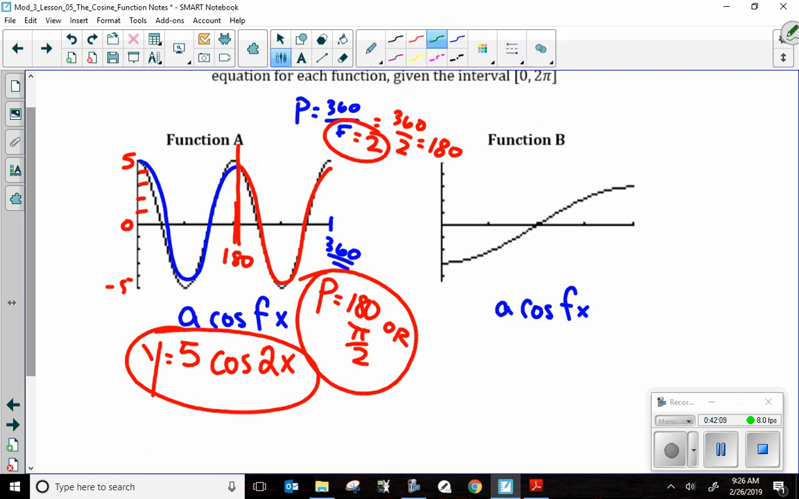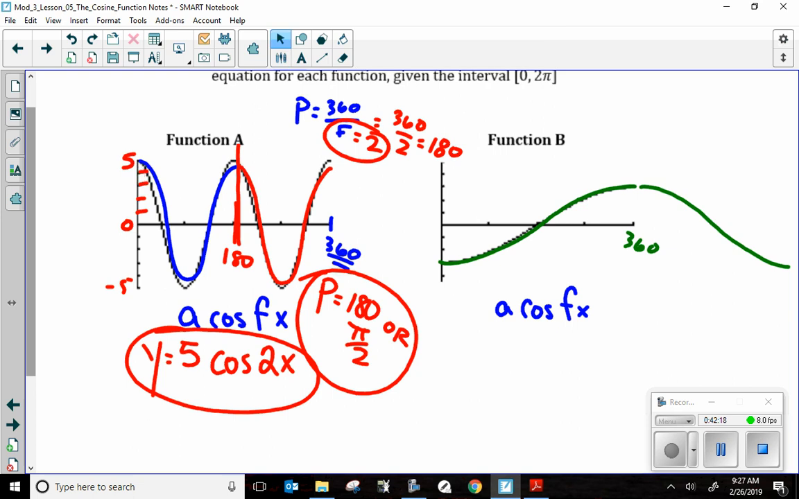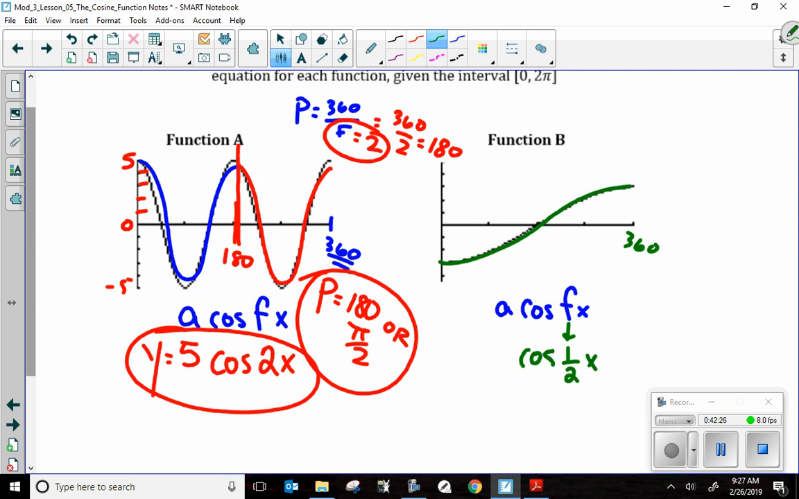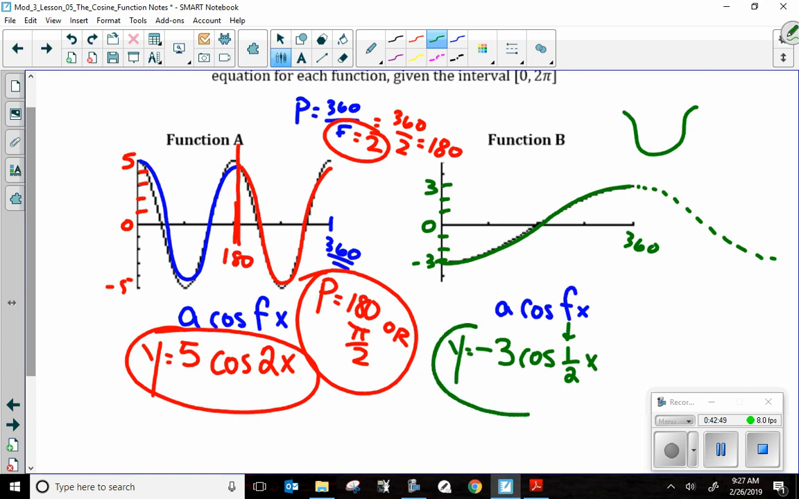My frequency. Well, if this is 360 degrees, or 2 pi, I only see half of my curve. If it continued, it would look like that. That's a full curve. I don't have that. I have half, which means my frequency is 1/2. My amplitude, 1, 2, 3, it goes from -3 to +3. So my amplitude for my midline goes up and down 3. But wait, this cosine curve, if I continued it, it's flipped. A cup looks like this. This one is flipped. I got to make sure I negate that. That's my equation right there.